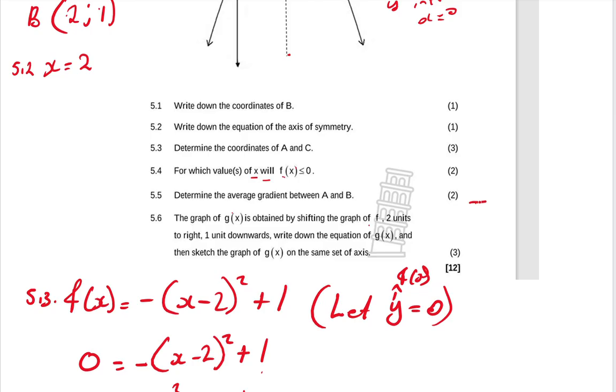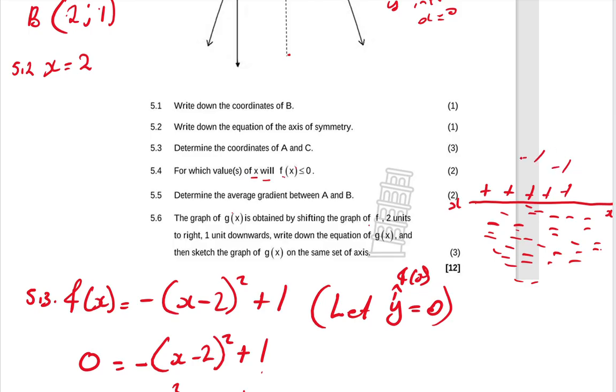This is our x-axis. I want to give you an example. Anything that is below the x-axis is negative. Do you get me? Negative. Anything that is below the x-axis. And anything that is above the x-axis is positive.